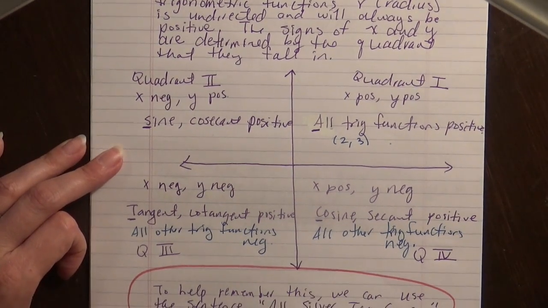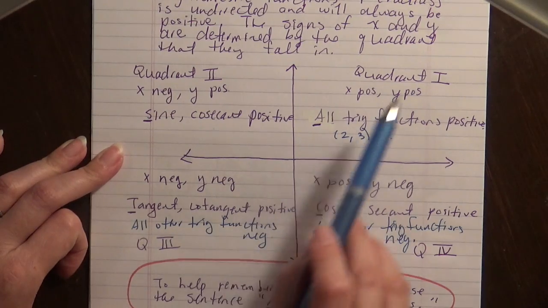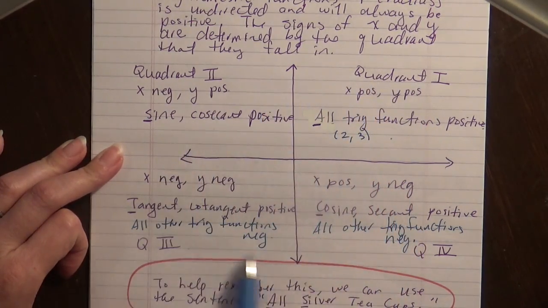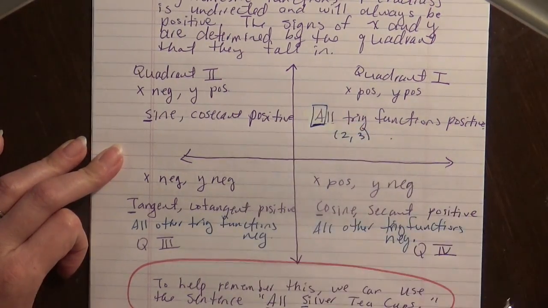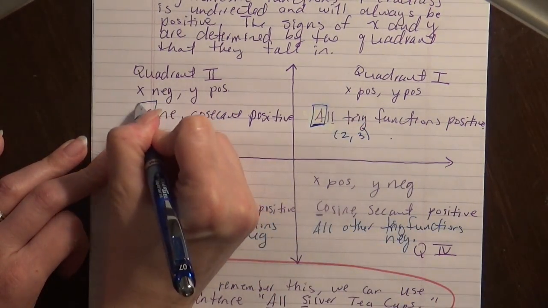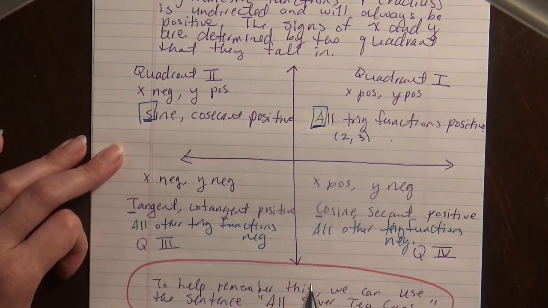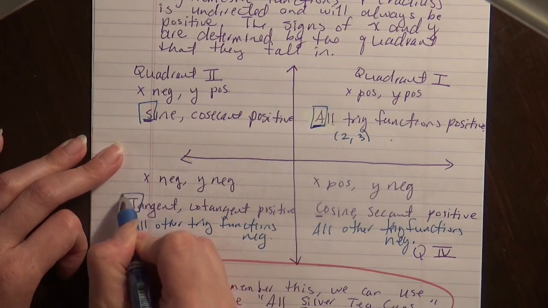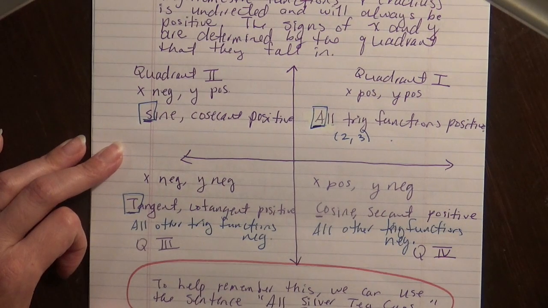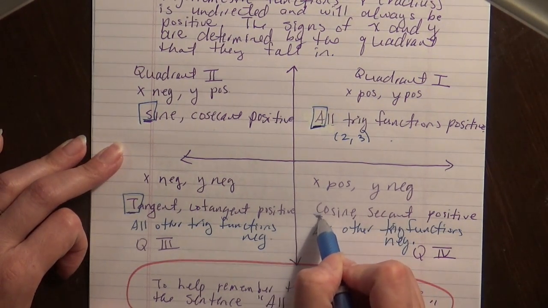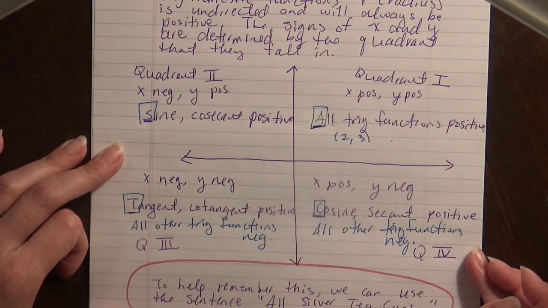Now, I know that's a lot to remember. So we've got a way to kind of tie it together. If you go back and look at what we've done, we're going to start with quadrant 1 and go around. In quadrant 1, they're all positive. Quadrant 2, sine is positive. Its reciprocal, of course, is also positive, but everything else is negative. Quadrant 3, tangent, as well as its reciprocal, are positive. Everything else is negative. In quadrant 4, cosine with its reciprocal, secant, is positive. All the others are negative.